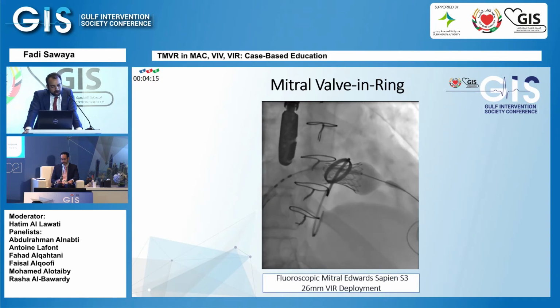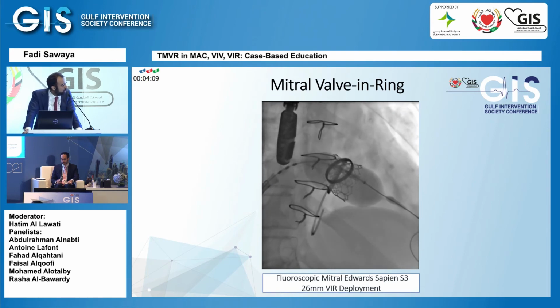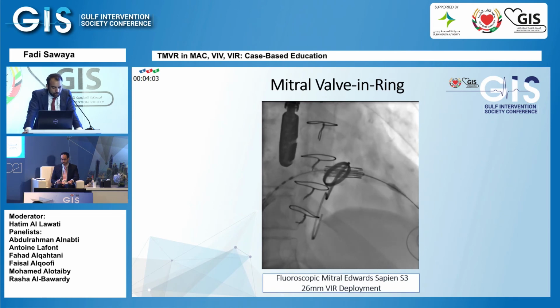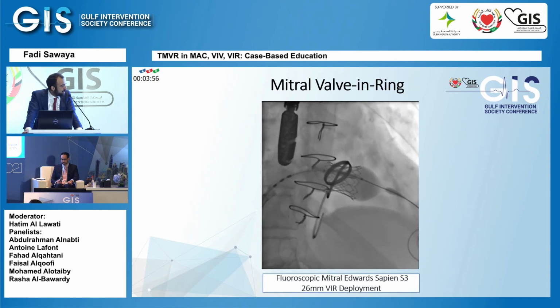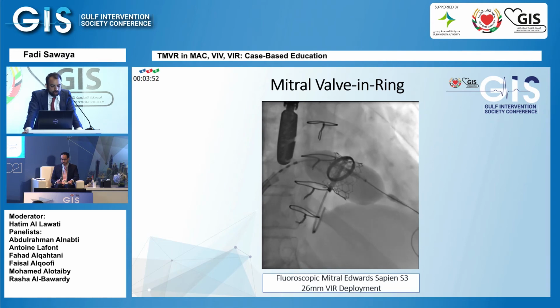And the way we did it, it's very important, is the same technique as TMVR and MAC. It's very important to deploy very slowly in mitral valve and ring, and you have to use the push-push technique because you want to be as coaxial as possible with the ring. If you are not coaxial with the ring, you might have the skirt covering on one side and not on another, and you're going to end up with PV leaks. They are more tricky than valve and valve, so you want to deploy as slowly as possible.